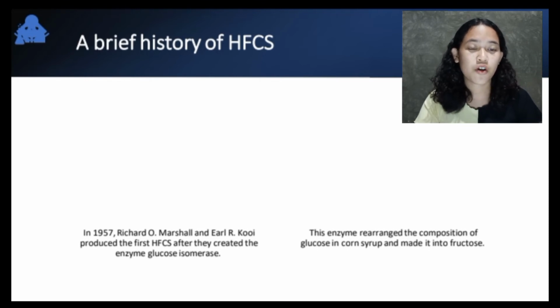HFCS is short for high fructose corn syrup. In 1957, Richard O. Marshall and Earl R. Kooi produced the first HFCS after they created the enzyme glucose isomerase. This enzyme rearranged the composition of glucose in corn syrup and made it into fructose.